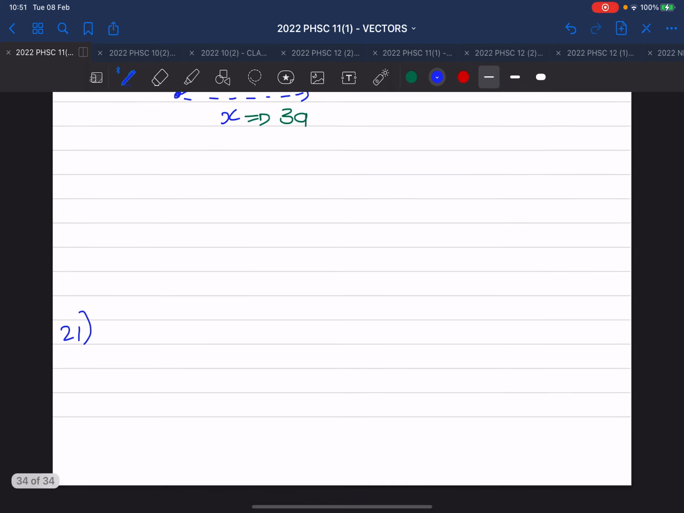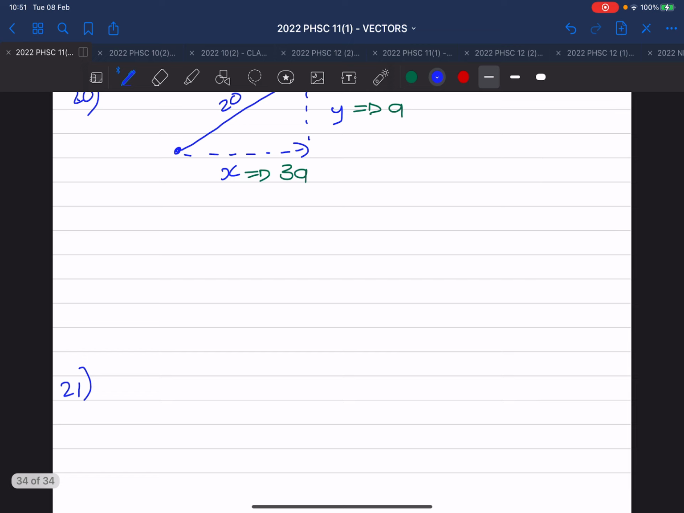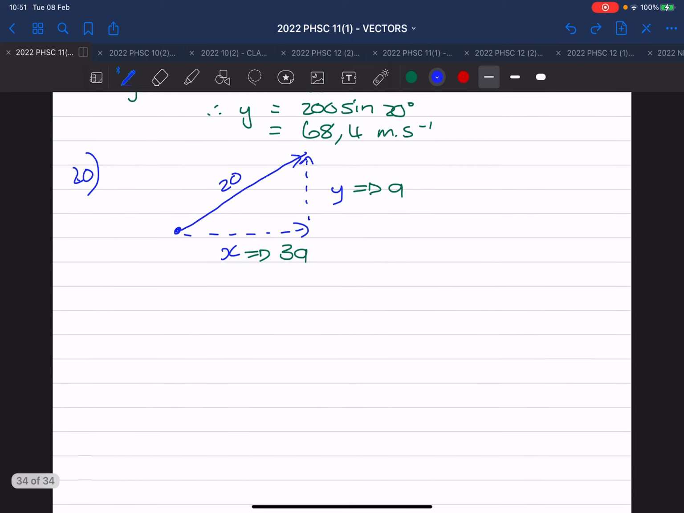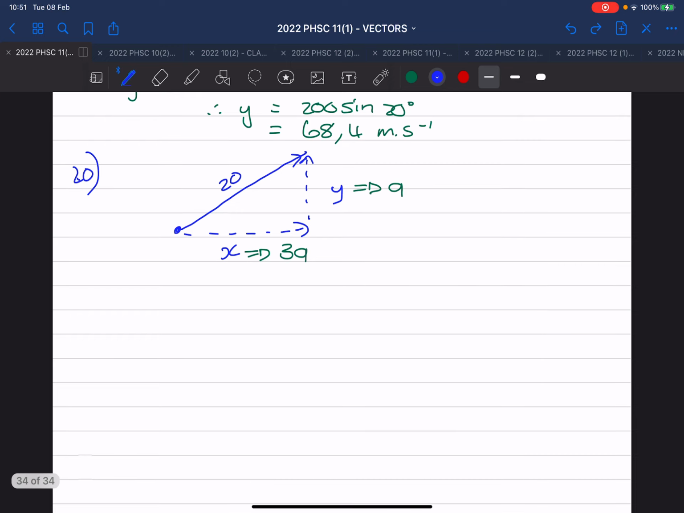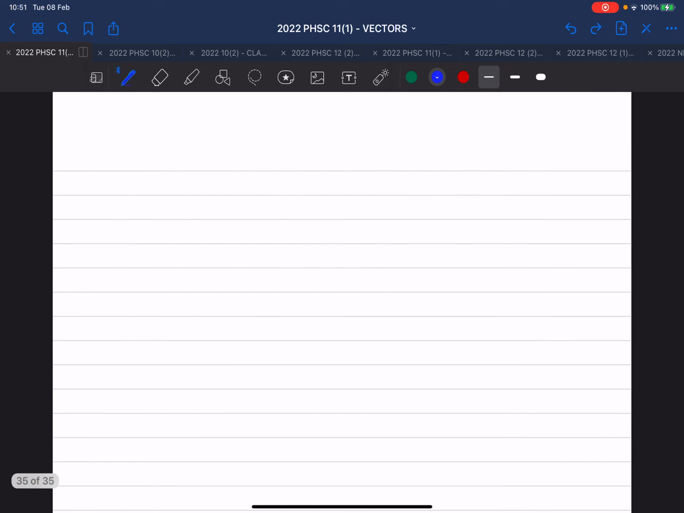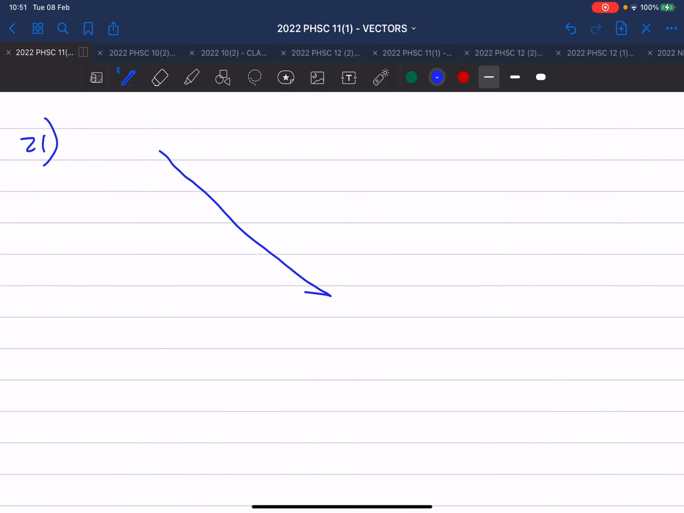Okay, but with 21, my clue to you. Wait, I want to do this on the next page. 21. It says there's a drawing as well. There you have a lorry, and its mass is 880 kilograms. It's parked against an incline of 20 degrees.